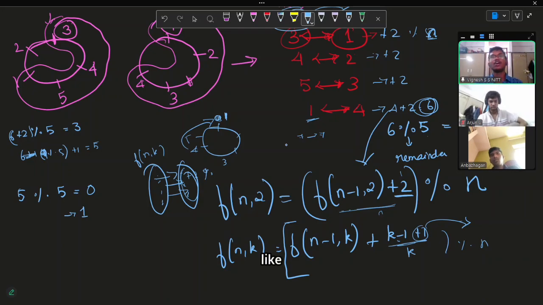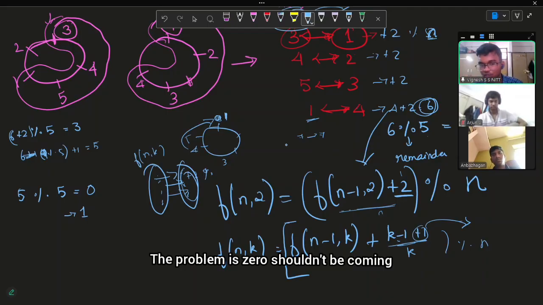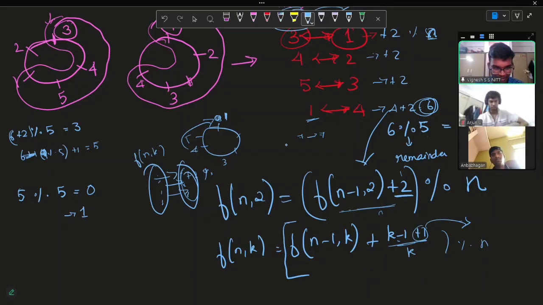I can say it even more clearly. Let's suppose, let's take this case. There are only 5 numbers. The problem is 0 shouldn't be coming, but the modulo operator provides 0, so we are going to make it plus 1.